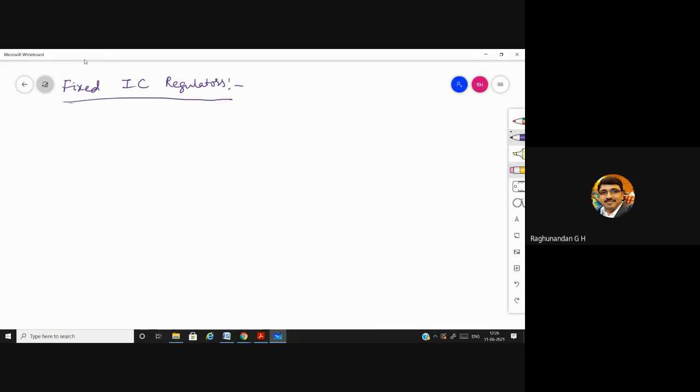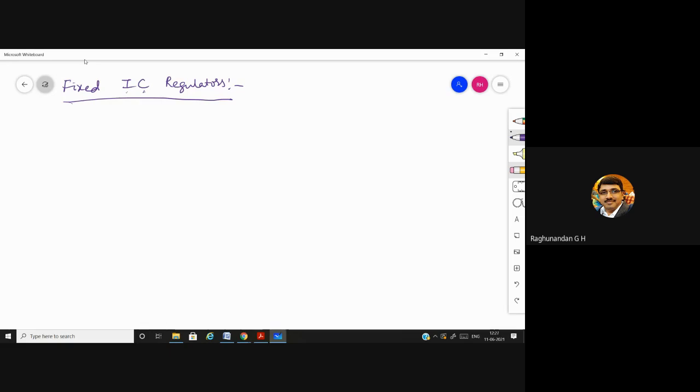Fixed IC regulators: IC means integrated circuit. Integrated circuit means they combine multiple components into a small sized chip. That's why it is known as an integrated chip. Integration means we always combine many things together. So the circuit we have studied till now, the voltage divider circuit, can be replaced by a single IC. That single IC is going to act as a regulator. If required, we can add some more components to make it more advanced.